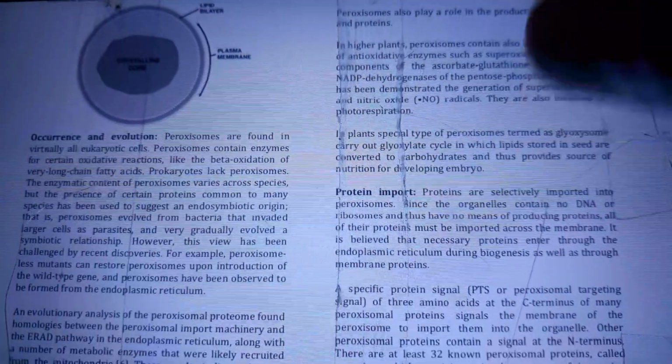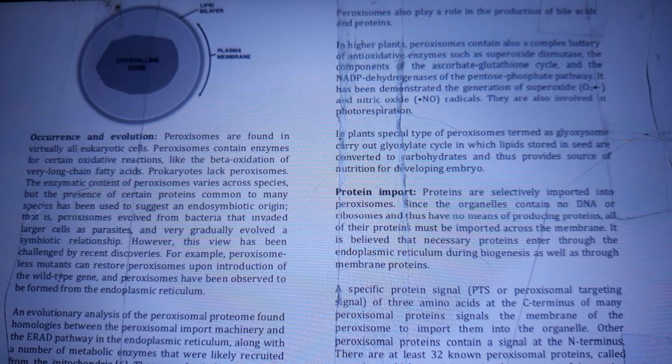Peroxisomes also play a role in the production of bile acids and proteins. In higher plants, peroxisomes also contain a complex battery of antioxidative enzymes such as superoxide dismutase, the components of the ascorbate-glutathione cycle, and the NADP dehydrogenases of the pentose phosphate pathway. It has been demonstrated that they are involved in the generation of superoxide O2 negative and nitric oxide NO radicals, and they are also involved in photorespiration.